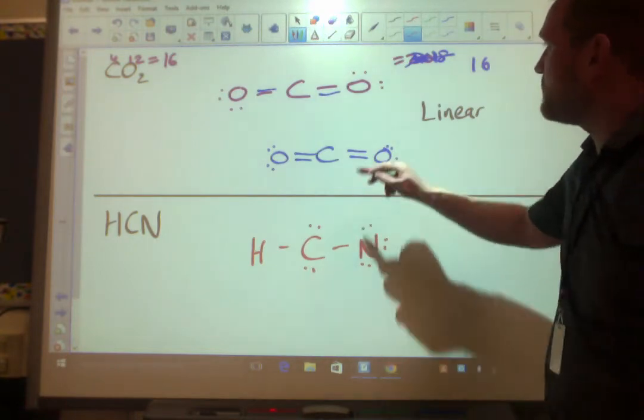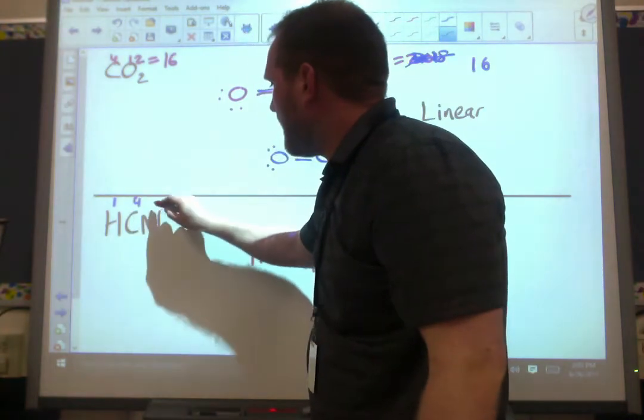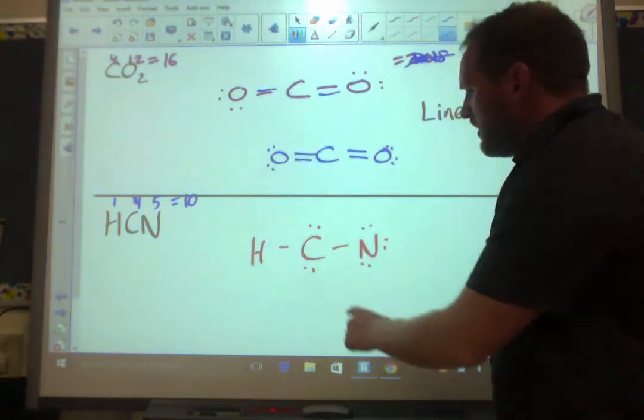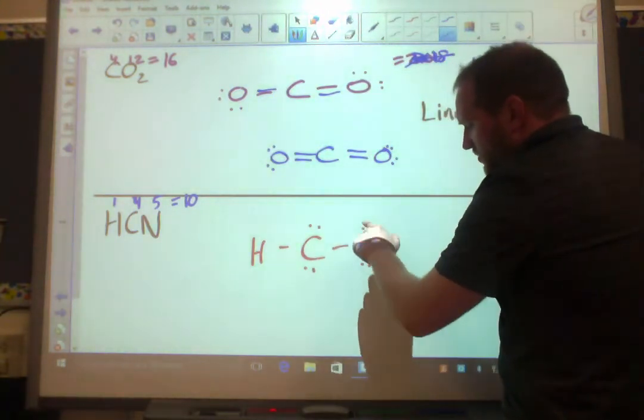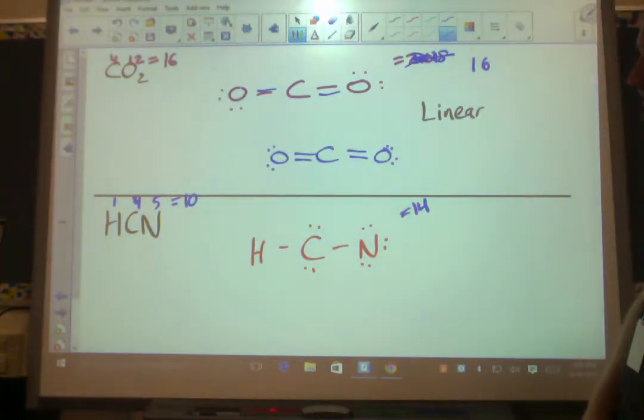So this is in fact correct for the skeleton structure. Okay, let's find out if this is correct. So H is 1, C is 4, N is 5. 1 plus 4 plus 5 is 10. 2, 4, 6, 8, 10, 12, 14. Okay, so the first thing we have to do is turn one of these into a double bond.